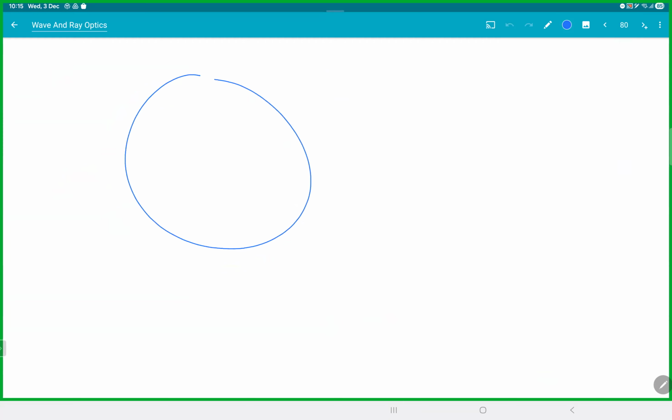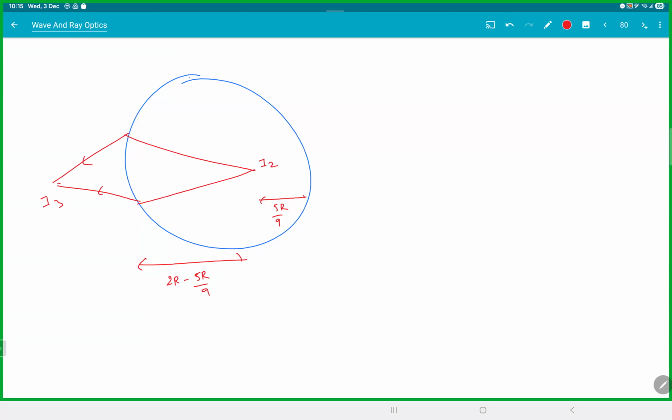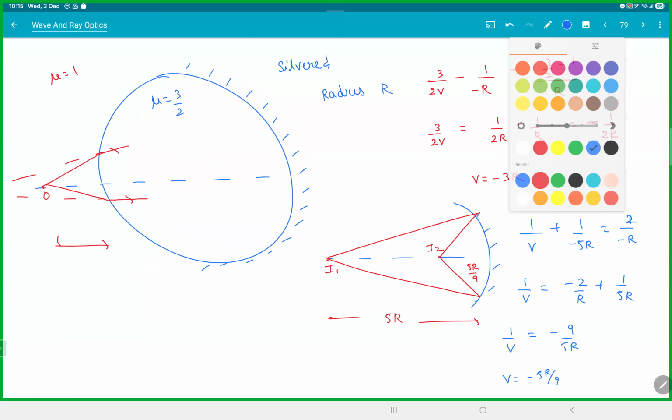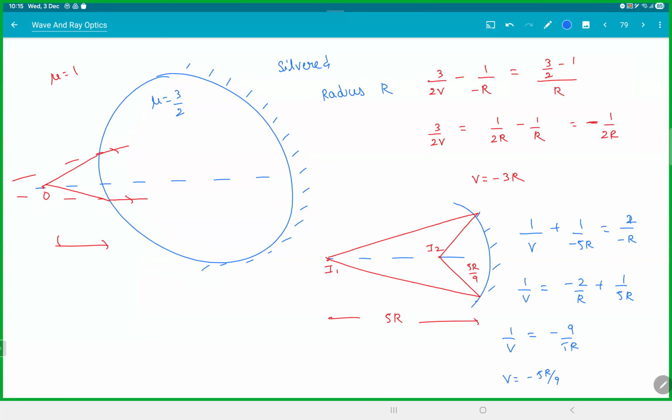Again, we use reflection on curved surface. This will be I2, this distance will be 5r by 9 and this distance will be 2r. Numbers are bad. Then again, we'll have a refraction on curved surface and we'll get an image. I'll leave it to you. I should have given mu is equal to 2. But got the steps? You just keep solving that. There's nothing there. Matlab refraction ka formula, then reflection ka formula, then refraction ka formula, and so on. Clear with the steps?